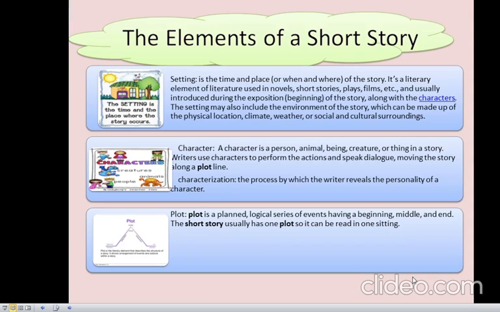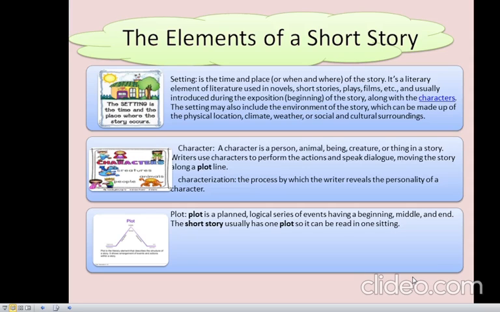Now, the setting also includes the environment and the culture where the events of the story happened. It can be made up of physical location, climate, as I said, cultural surroundings, social surroundings, etc. Now, this is the first element. What about the second element?